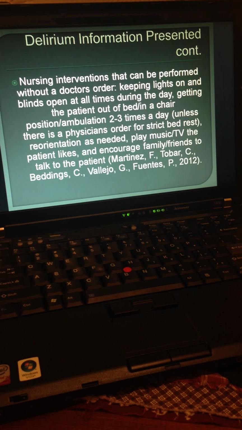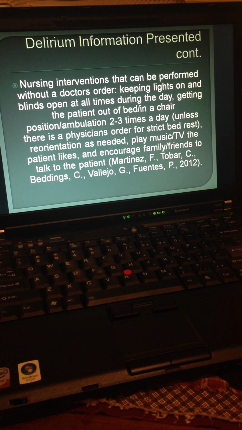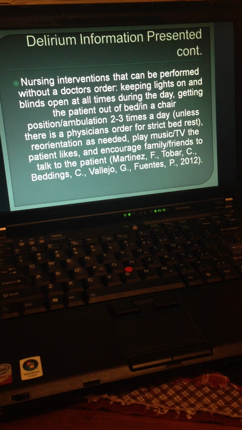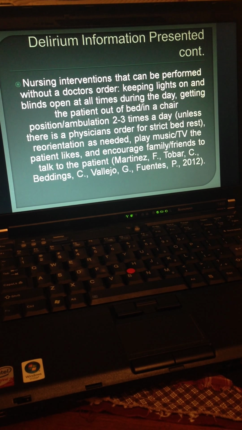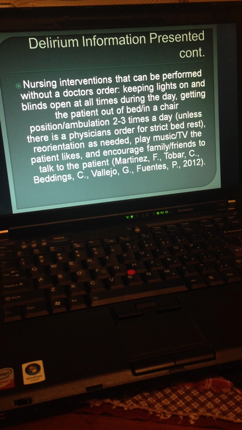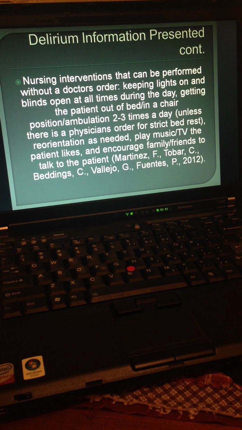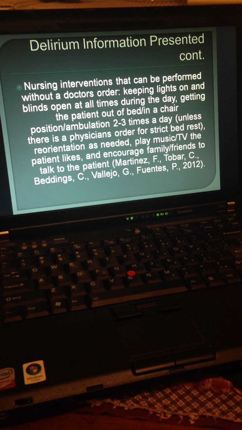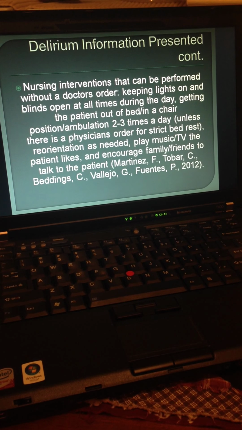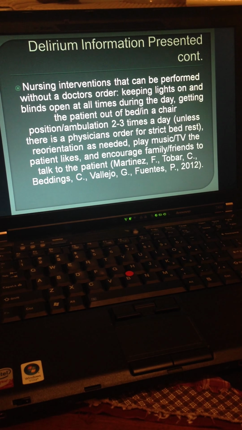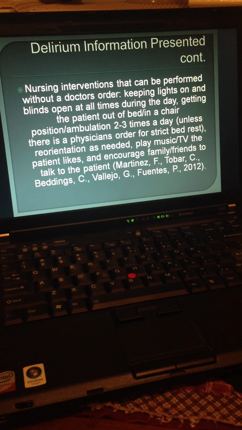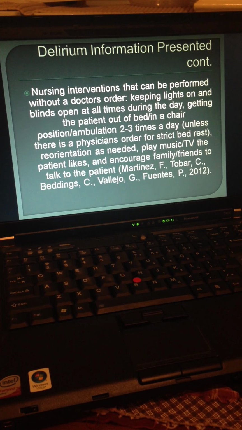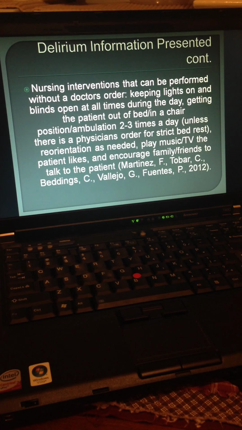And then nursing interventions that can be performed without a doctor's order are keeping the patient's lights on and opening their blinds during the day, getting the patient out of bed to a chair or ambulating 2 to 3 times a day unless there is a physician's order for strict bed rest, reorienting as needed, making sure that nurses keep a clock and the date in view of the patient at all times, playing music and TV the patient likes, and encouraging family members and friends to talk to the patient about memories that they know very well. Nurses were also encouraged to notify their physicians about a positive delirium screening.